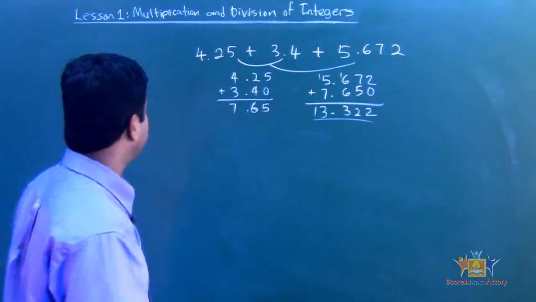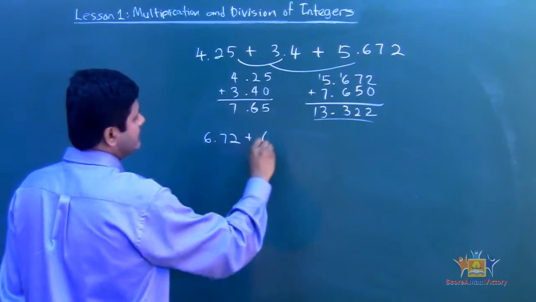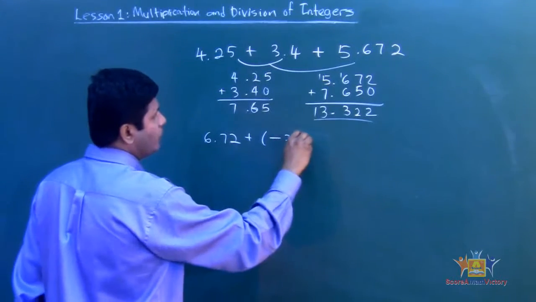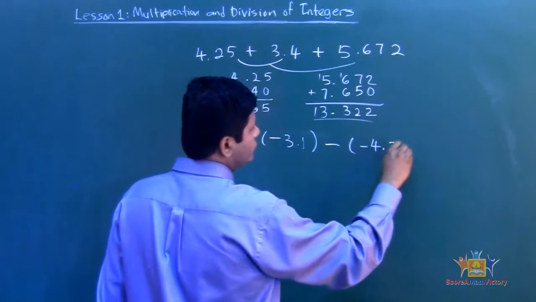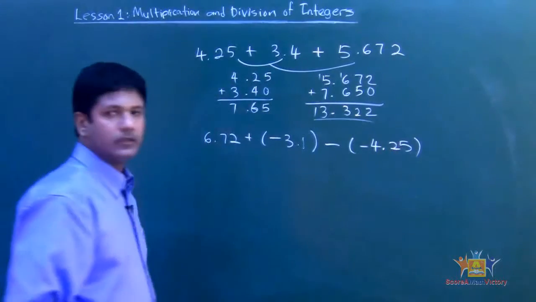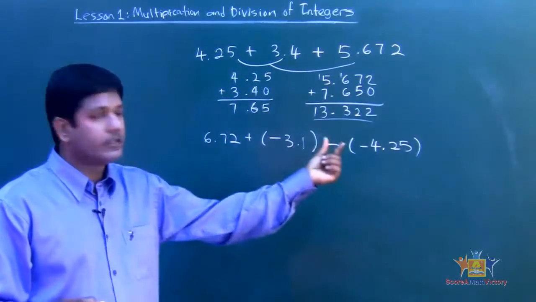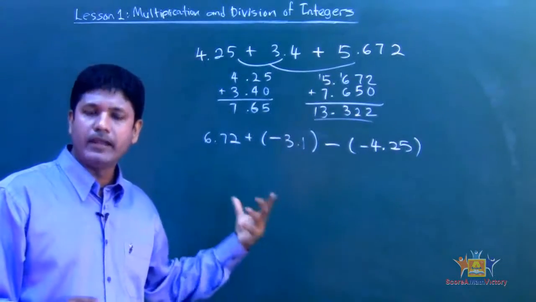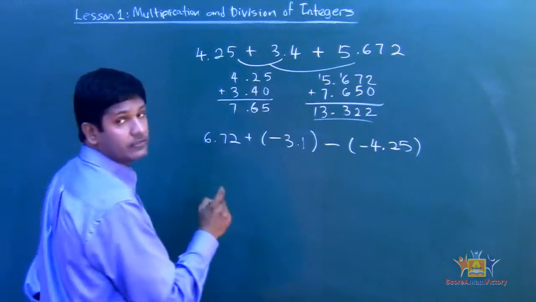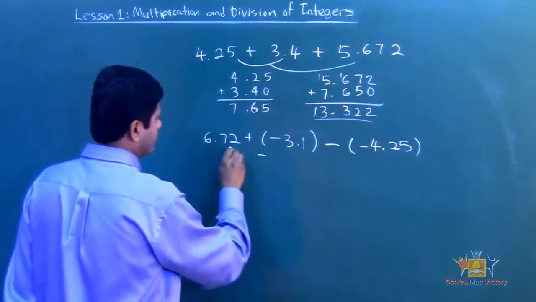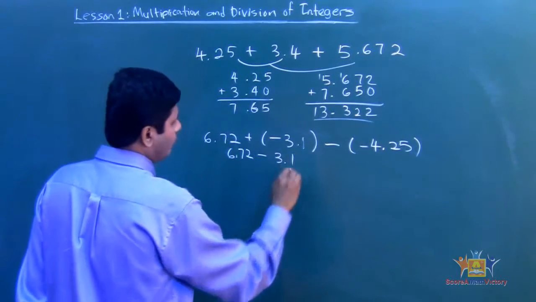All right. Okay, let's say Mr. Mac gives you 6.75 plus negative 3.1 and then minus negative 4.25. What do you do with something like this? Very important. Combine all the signs before you perform any type of operation. All right. So in this case, plus and minus becomes what? Minus. So you got 6.75 minus 3.1.